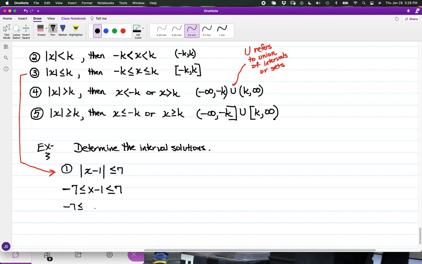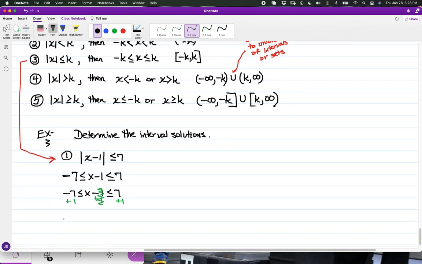And again, I'm still looking at solving for x. So to get x by itself, I'm going to add 1 to all sections of this compound inequality. So we have negative 7 plus 1, which is going to be negative 6. And in turn, we have negative 6 is less than or equal to x, and x in turn is going to be less than or equal to 7 plus 1, which is going to be 8.